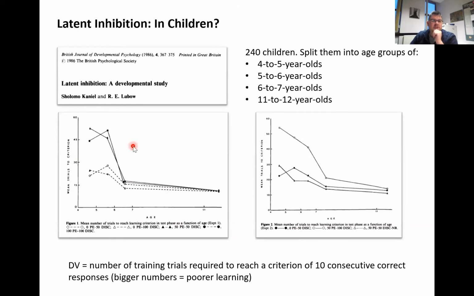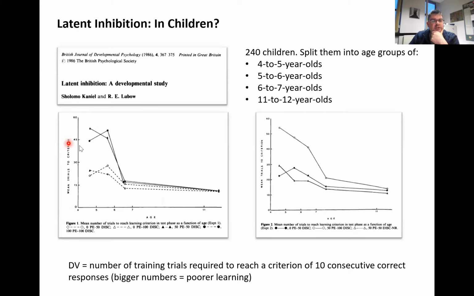So there are 2 experiments in Kaneyal and Lubow's paper. Here's experiment 1 on the left and experiment 2 on the right. They're pretty much doing the same kind of thing. On the y-axis of both graphs, we've got mean trials to criterion. So remember, again, bigger numbers is poor learning. And on the x-axis of both of these graphs is the age of the children.